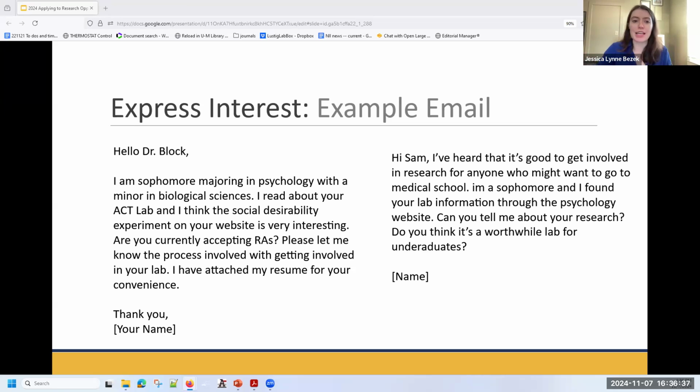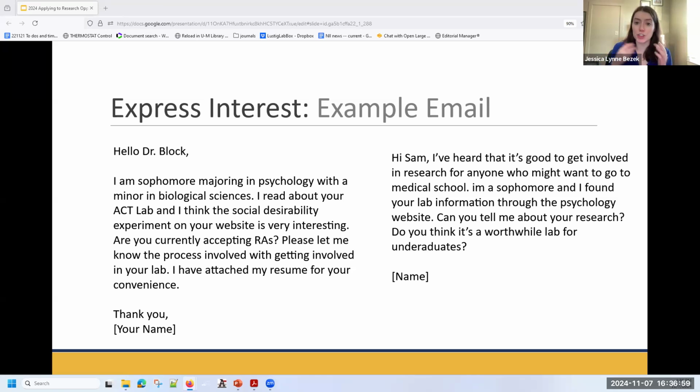On the flip side, we have an example of what would not be ideal to do. So this one says, "Hi, Sam. I've heard that it's good to get involved in research for anyone who might want to go to medical school. I'm a sophomore and I found your lab information through the psychology website. Can you tell me about your research? Do you think it's worthwhile for undergraduates? Name." So this one has a number of clear issues.